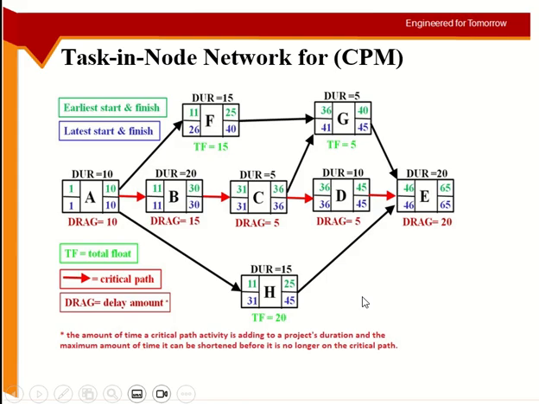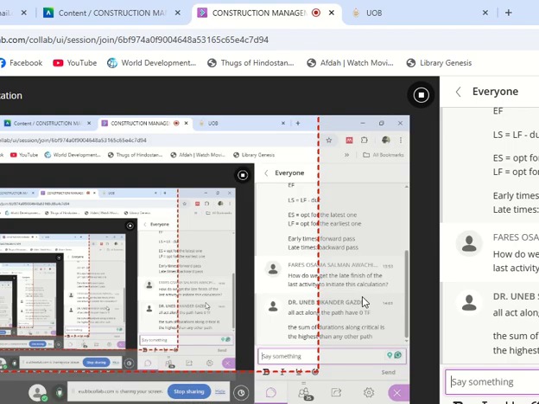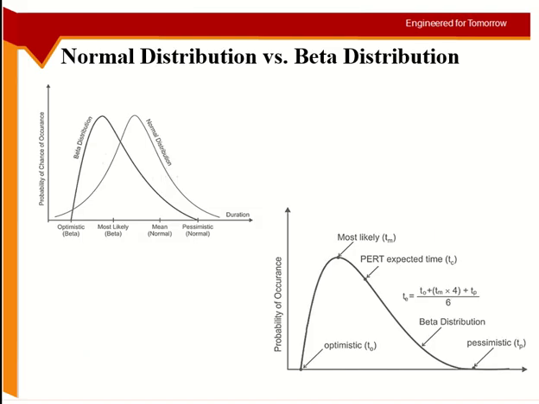I've explained forward pass, early times, backward pass, late times. I've explained critical path, total float, free float, and drag. Any questions on any of these things? Okay, so everything is fine. We can move on now.